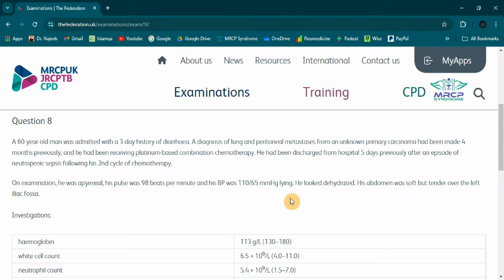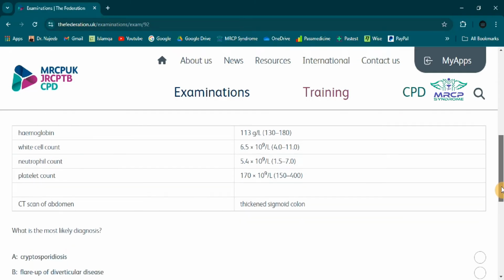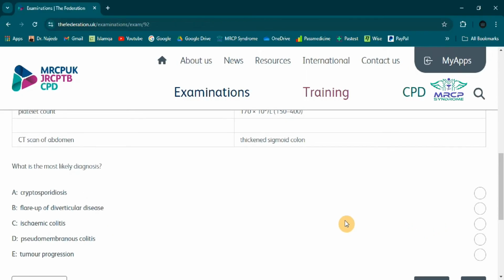His pulse was 98 beats per minute and BP was 110/65 millimeters of mercury lying. He looked dehydrated. His abdomen was soft but tender over the left iliac fossa. Hemoglobin 113, WBC was 6.5, neutrophil count 5.4, platelets 170, and CT scan of abdomen showed thickened sigmoid colon. What is the most likely diagnosis?